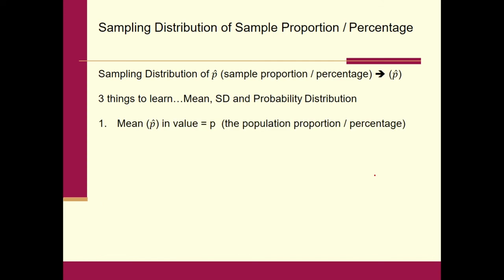All right. What we find out is that the mean of the sampling distribution of p-hat, believe it or not, in value is going to be equal to p, lowercase p, the population proportion. Believe it or not, that's all it is. What we find out is that the standard deviation, how these p-hats vary from one another, has a simple formula. It's the square root of p times 1 minus p, over n.